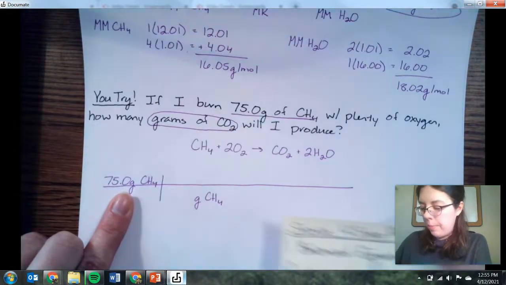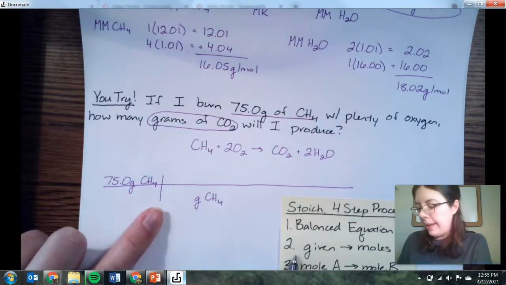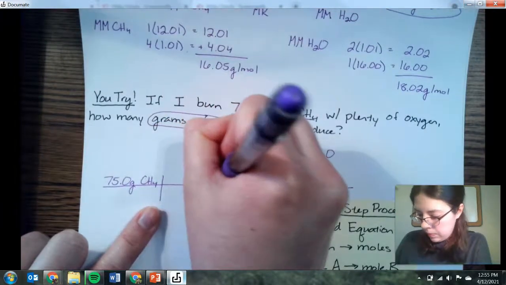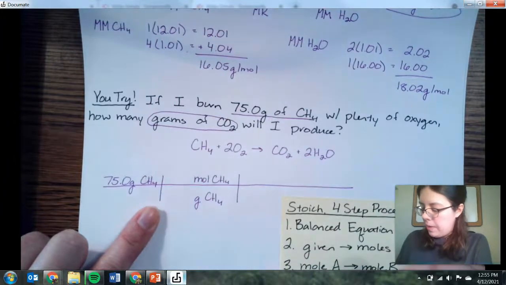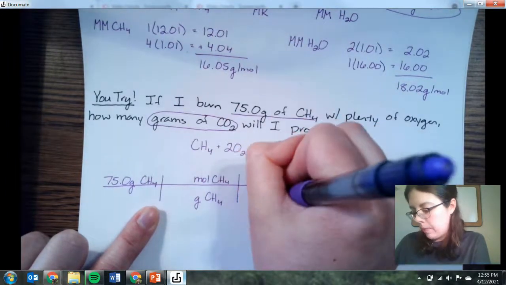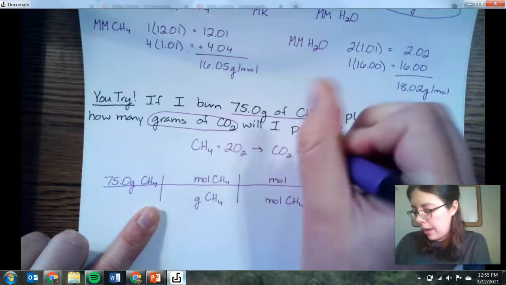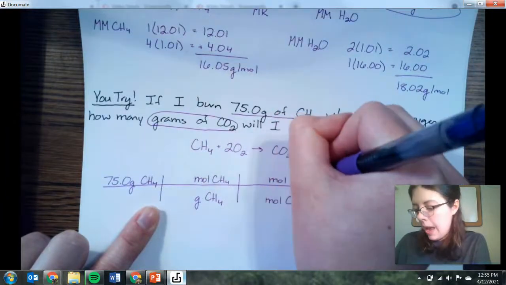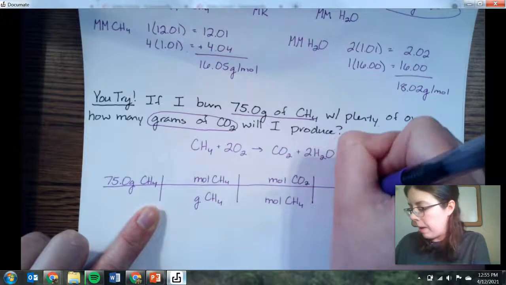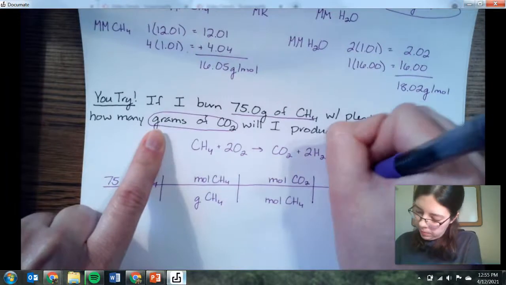Okay, so if you think about that 4-step process, I have my balanced equation. Now I'm going to take my given and get it into moles. I'm going to then, step 3, convert from moles of my given to moles of my ending compound. And then the final step, I want to convert from moles of my final compound to whatever unit I'm trying to find, which in this case is grams.